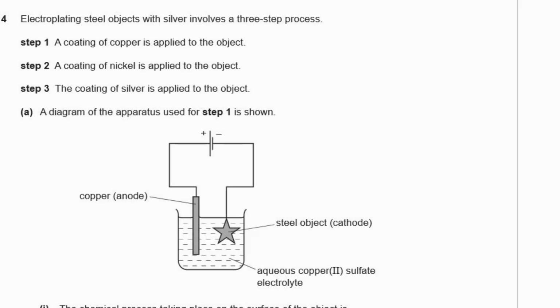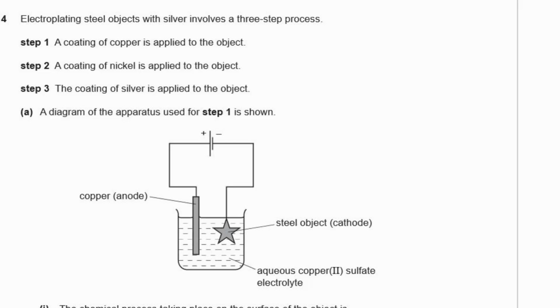Question 4. Electroplating steel objects with silver involves a 3-step process. Step 1. A coating of copper is applied to the object. Step 2. A coating of nickel is applied to the object. And step 3. The coating of silver is applied to the object. So it goes copper, then nickel, then silver. A diagram of the apparatus used for step 1 is shown. So we have the copper anode and the steel cathode.